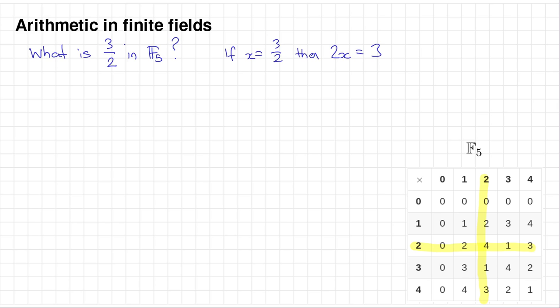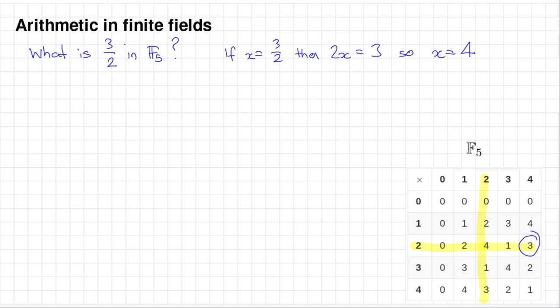So we want to multiply some number by 2 and get 3. And you can see, looking at this table, that the number which you multiply by 2 to get 3 is 4. Right, there we go. 2 times 4 is equal to 3. So from the table, x is equal to 4. Okay, so in F5, 3 divided by 2 is equal to 4.